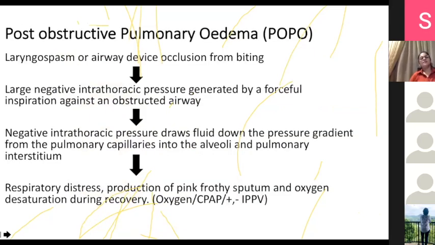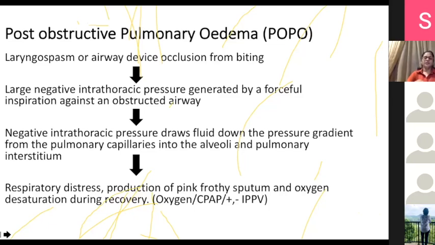The patient develops post-obstructive pulmonary edema. And why was that? Because the patient developed laryngospasm, or it may be because of any airway device or occlusion from biting. What happens here is there is a large negative intrathoracic pressure which gets generated by a forceful inspiration against an obstructed airway, because the airway is obstructed now, and there is a forceful generation, a huge force generated.